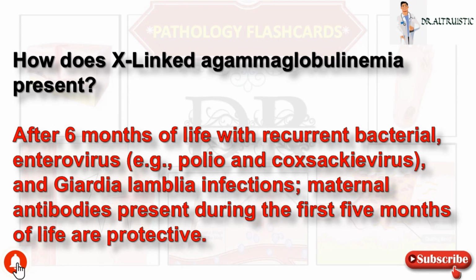How does X-linked agammaglobulinemia present? After 6 months of life, with recurrent bacterial, enterovirus, e.g., polio and Coxsackie virus, and Giardia lamblia infections. Maternal antibodies present during the first 5 months of life are protective.